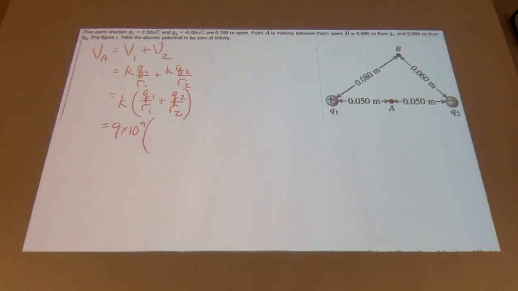Q1 is positive, and notice it's listed as nanocoulombs. I need to convert that to coulombs, so it's 2.3 times 10 to the minus 9. And R1 is just the distance we are away from Q1, which you can see is 0.05 meters. Q2 is negative, so I'm going to write the negative sign there. It's 6 nanocoulombs, so 6 times 10 to the minus 9, and it's 0.05 away. So the total potential at point A is, interestingly enough, negative 666 volts.